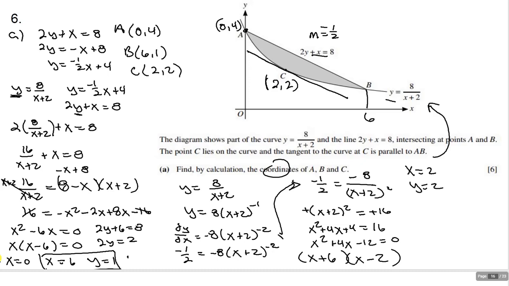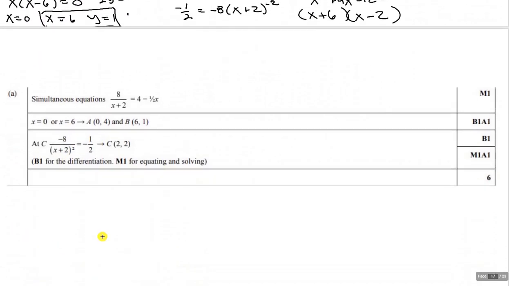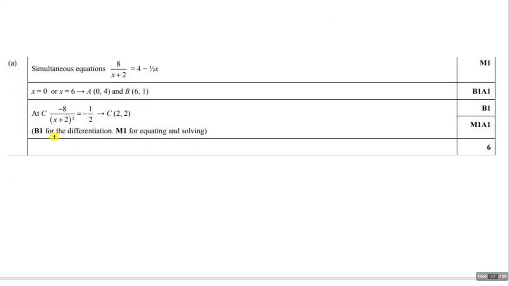And so that's worth 6 points. That's a lot of work, but it's actually some decent points, and it's not crazy. And if you take a look at the rubric, all right, use the method of solving simultaneously. And then x equals 0, x equals 6. We know 0, 4. We know 6, 1. And here we've got C, so we take this and make the derivative equal to -1/2. Find out that this is going to be 2.